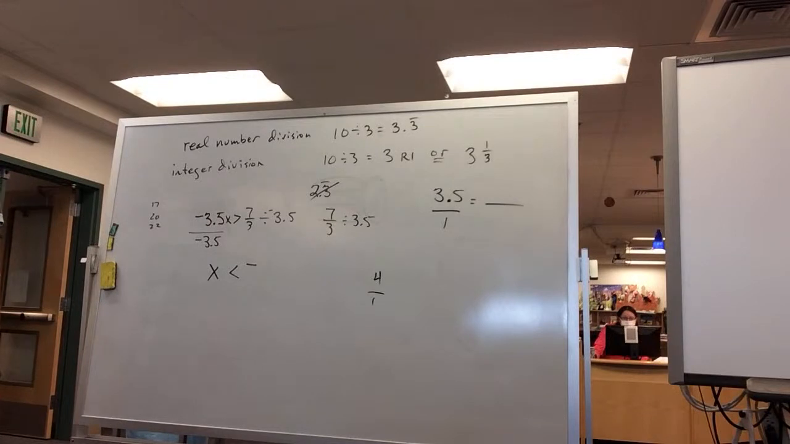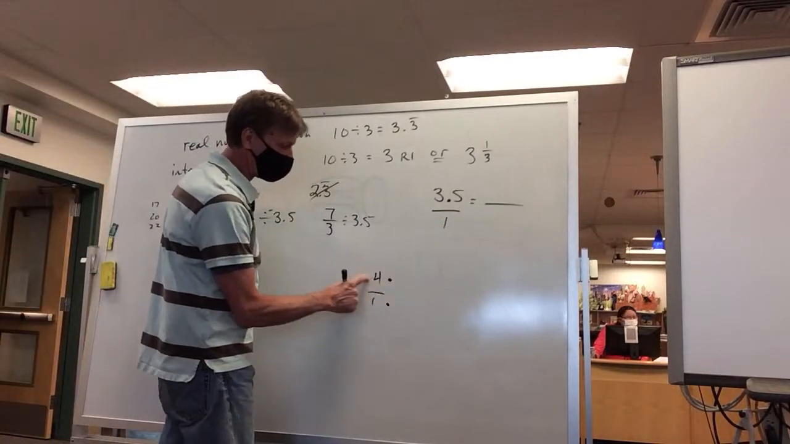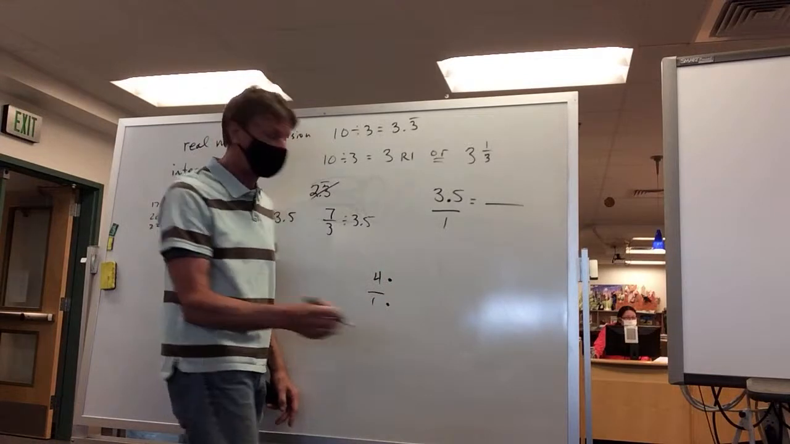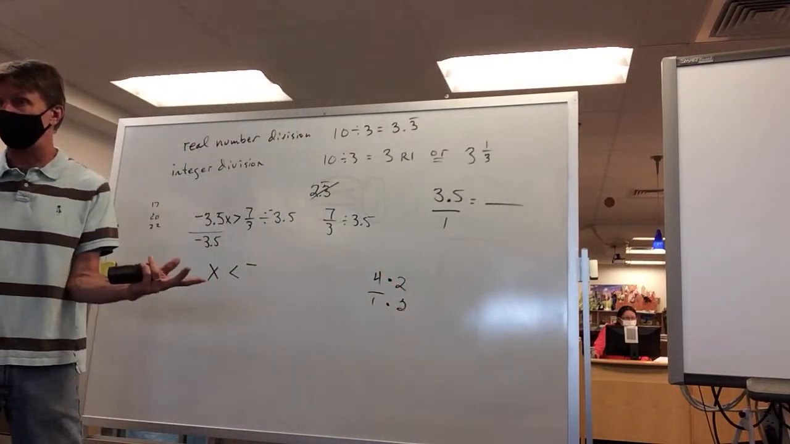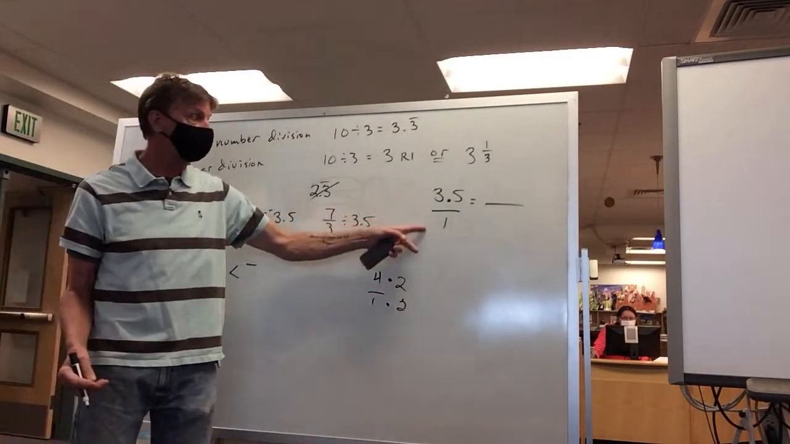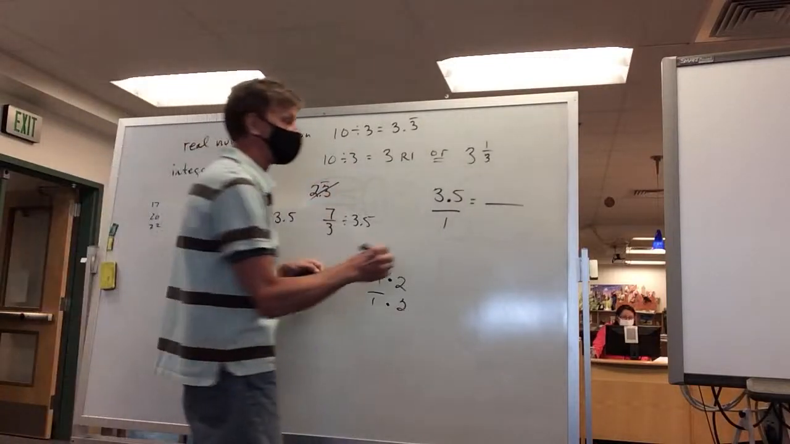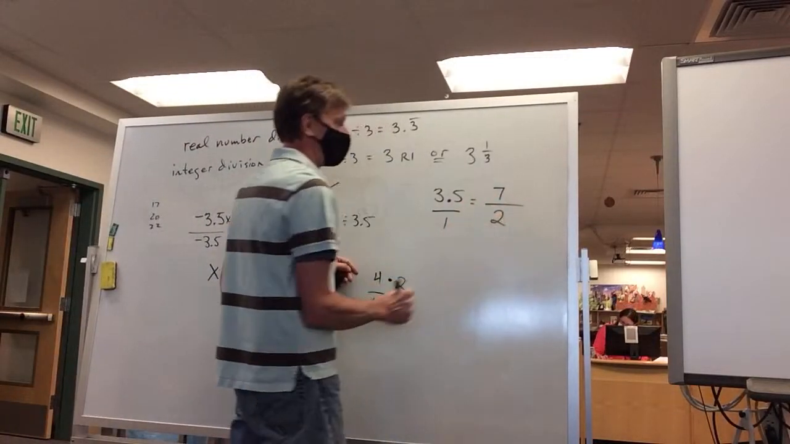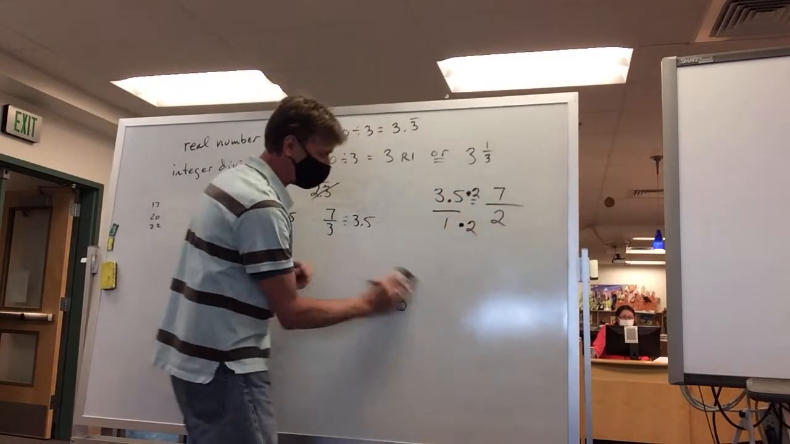Well, yeah. So, like if I wanted to write an equivalent fraction of this, I could multiply the top and the bottom by the same number, right? They're still equal. 4 over 1 is equal to 8 over 2. So what could you do to this so that that decimal point goes away? 7 over 2. Because you multiply that number by 2, you multiply this number by 2, that's an equivalent fraction.